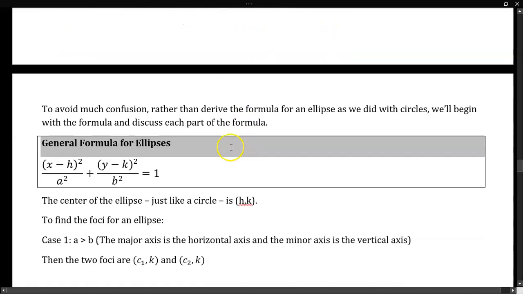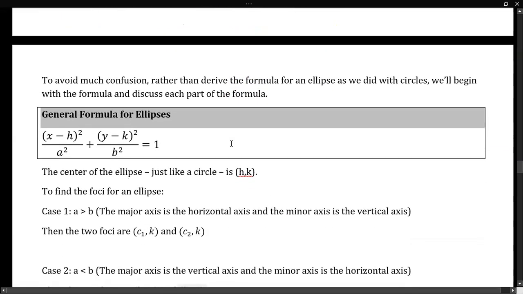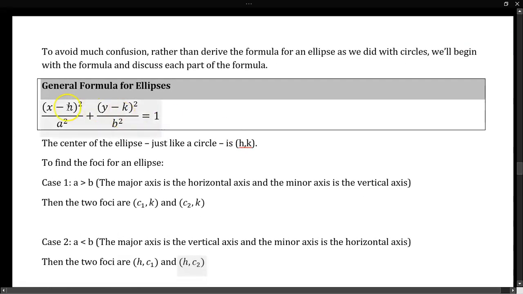We're not going to go into the derivation of the formula for an ellipse. It's somewhat complicated, so we're just going to look at the general form. It's (x minus h) squared divided by a squared plus (y minus k) squared divided by b squared equals 1. And just like a circle, the center is (h, k). And there are two things that happen for the foci. If A is bigger than B, that means your major axis is your horizontal axis, and your two foci are on your horizontal line. If B is larger than A, your two foci are on your vertical axis, and that's your major axis.